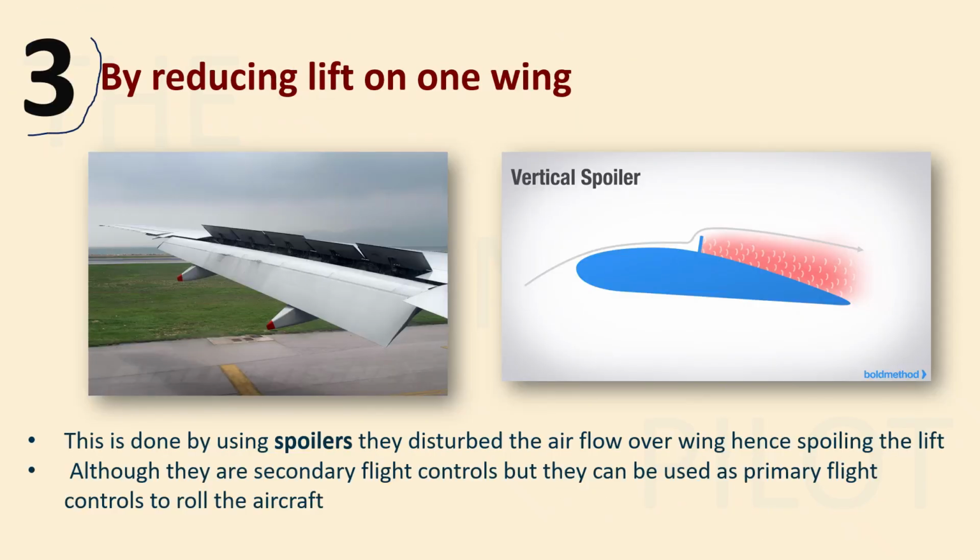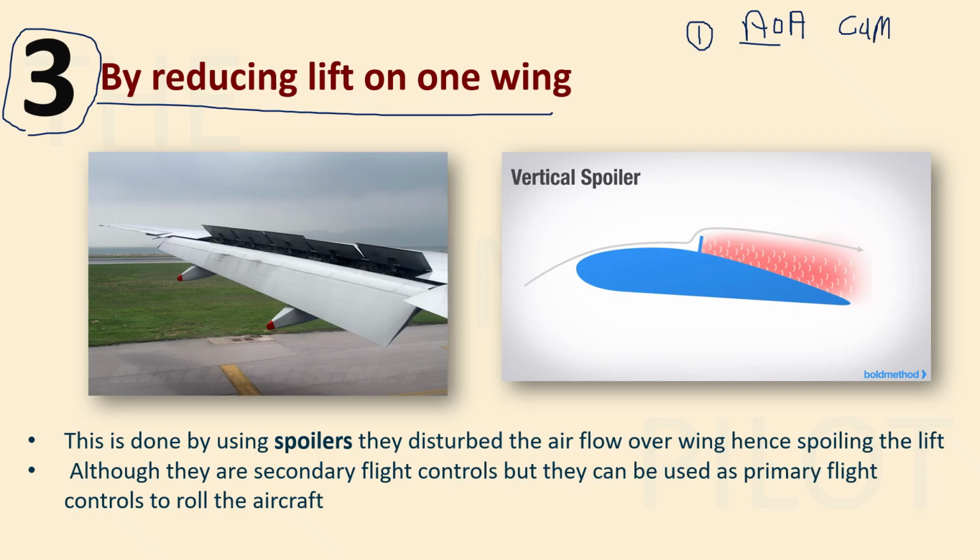The third method is by reducing the lift on one wing. Yes, you can reduce the lift on a particular wing. So what did we see firstly? You are changing the axis of the aircraft by using control surfaces, in which you were increasing or decreasing your angle of attack and your camber, right? By changing these two factors, you were altering the lift, and hence you're able to move the aircraft. The second was by changing the angle of incidence, with the help of the tail plane. The third is by reducing the lift on one wing with the help of spoilers.